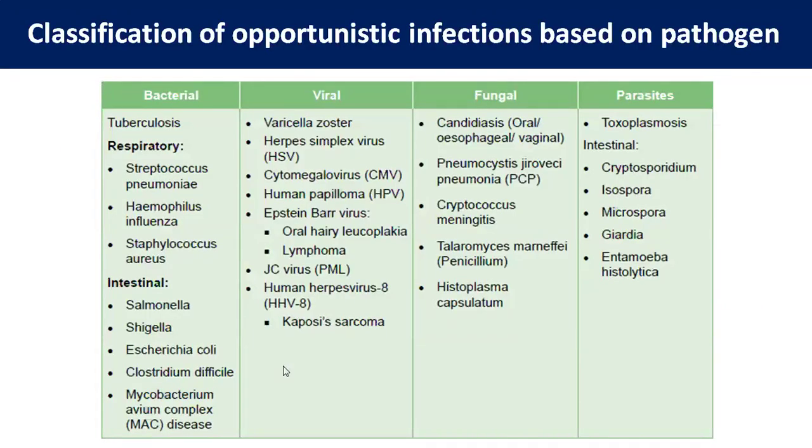So this is the classification based on the pathogens that are infesting people living with HIV. Now, bacterial, viral, fungal, and parasites. Bacterial, predominantly tuberculosis; viral, varicella zoster, herpes, cytomegalovirus, human papilloma virus, Epstein-Barr virus, JC virus; fungus, candidiasis, PCP pneumonia, cryptococcus, histoplasma capsulatum. Parasites are toxoplasmosis, very important. Intestinal parasites like cryptosporidium, chronic diarrhea, you can suspect isospora, microspora, giardia.